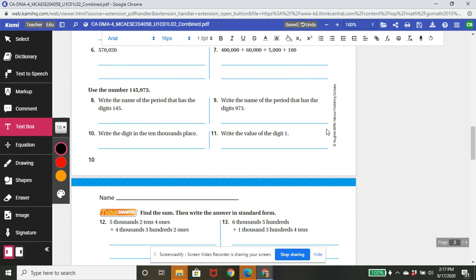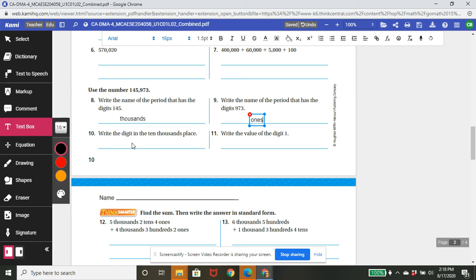Okay. Here's the other kind of question you'll find. It says use the number 145,973. Write the name of the period that has the digits 145. So there's two periods because there's a comma here. There's the ones period and the thousands period. So the 145 is in the thousands period. Okay. Write the name of the period that has the digits 973. So if they're over here on the right, they're in the ones period.